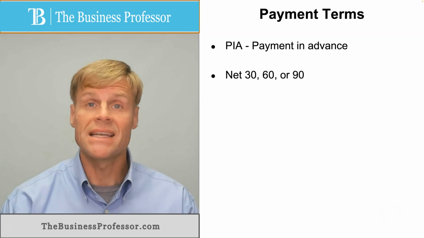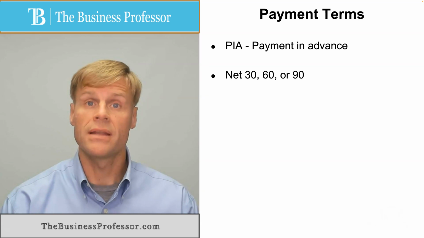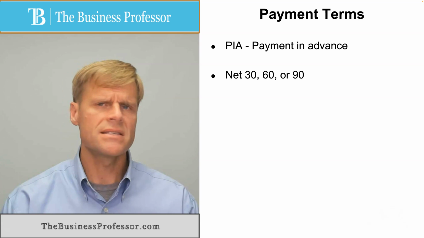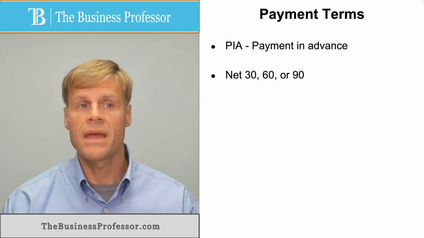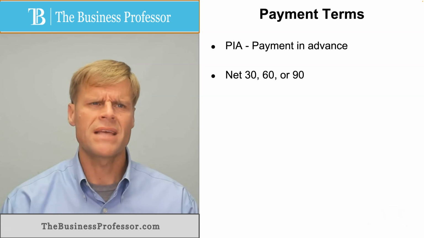Net 30, 60, 90 means that payment should be made within the stated period. So net 30 means payment should be made within 30 days. This is oftentimes combined with a percentage discount, then a net period of payment. So say 1%, 10, net 30.